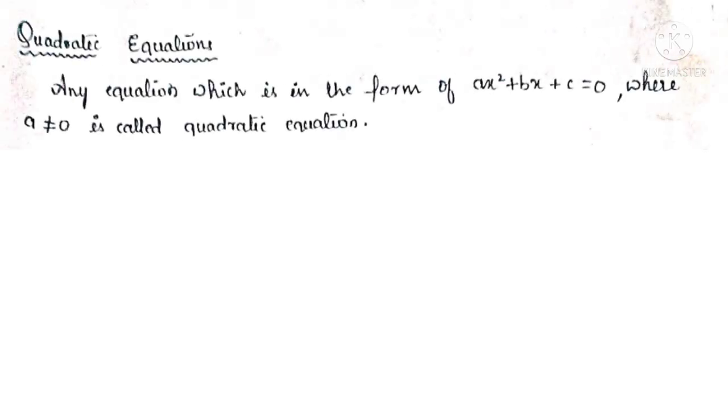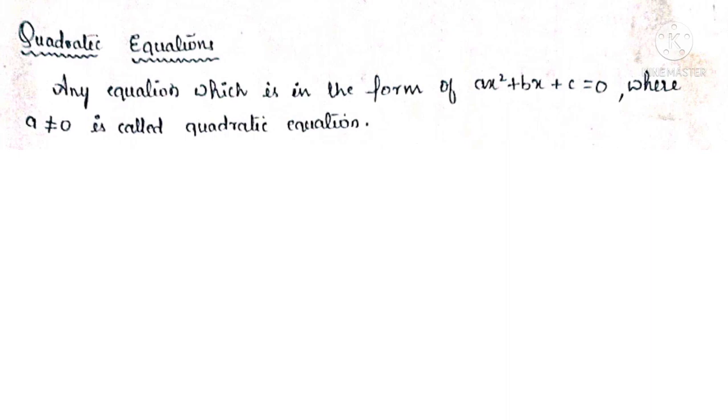Today we are discussing quadratic equations. What actually is a quadratic equation? Any equation in the form of ax square plus bx plus c is equal to 0, where a should not be equal to 0. Such kinds of equations are called quadratic equations. Here is the condition: a should not be equal to 0.